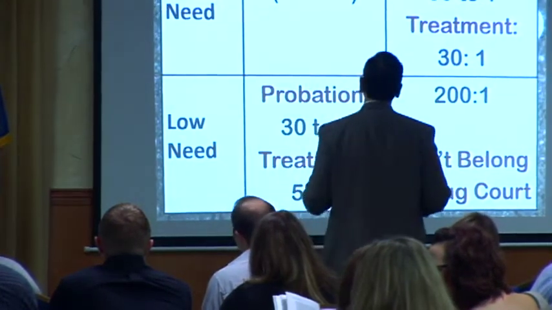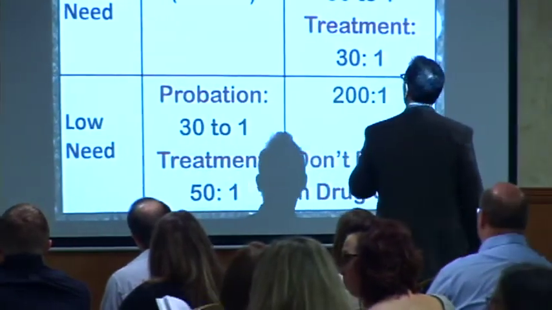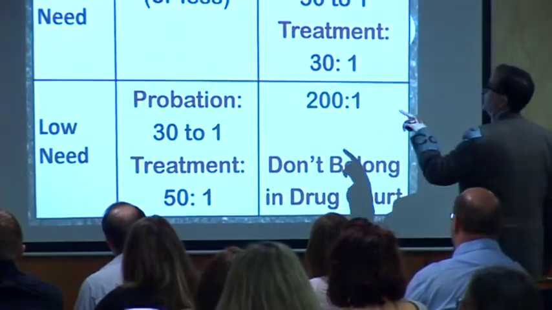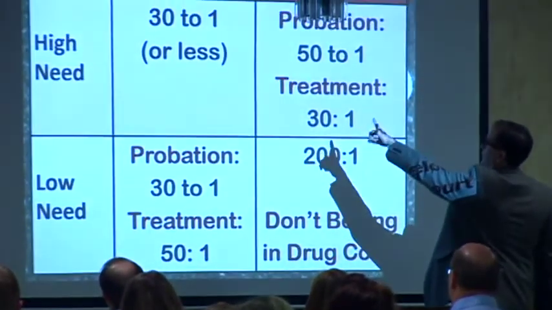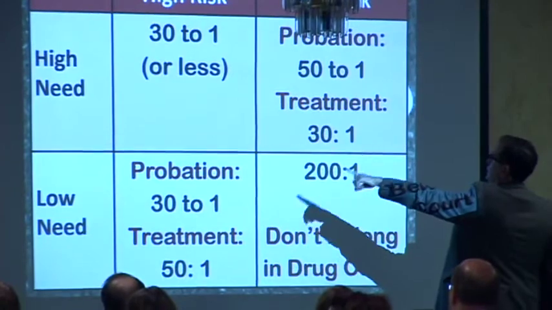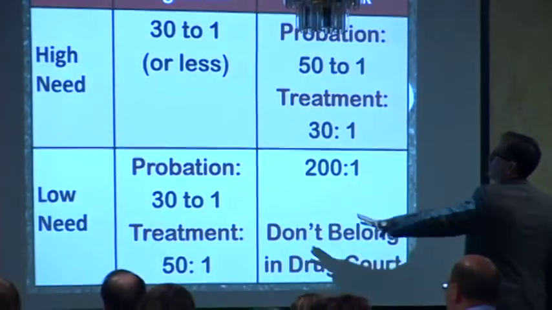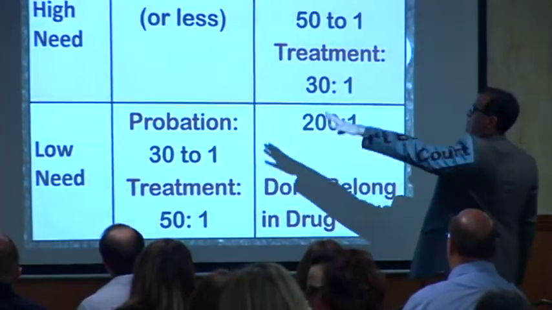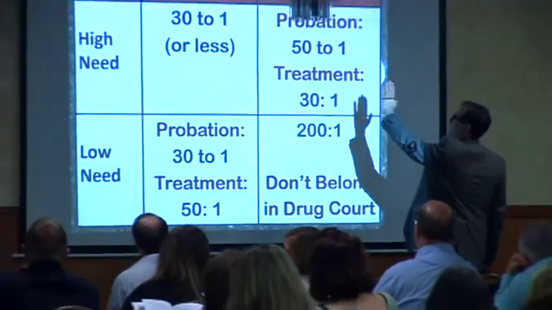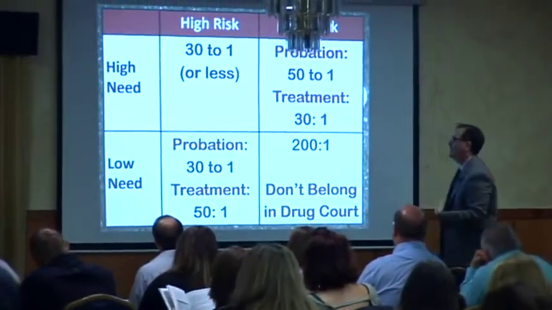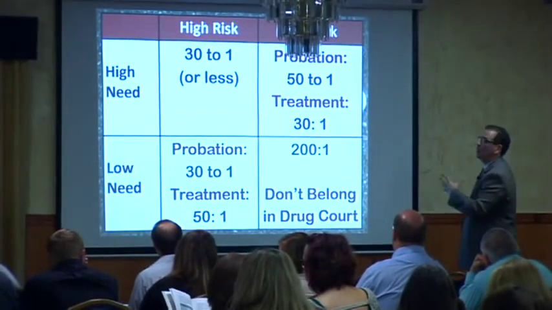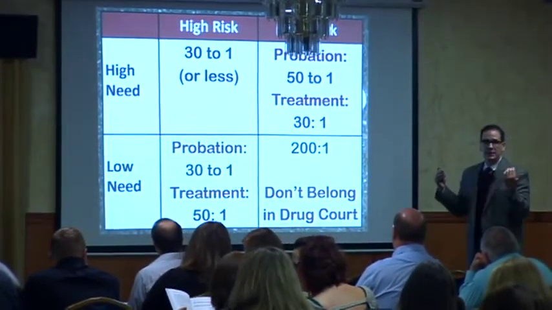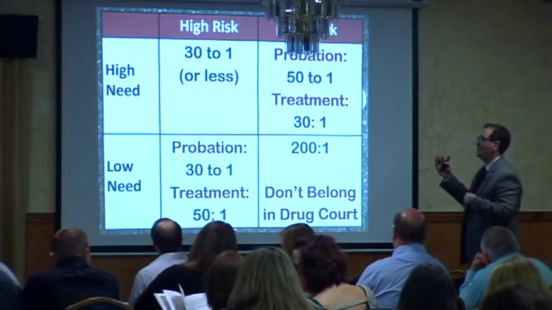So here, this just gives an example of what your caseload should be. You have high risk, high need, 30 to 1 or less, and then it goes into the other quadrants here. I don't know, have y'all seen this before? Anyway, the other quadrants here: if you have high need but low risk, that would be, I don't score high on a risk assessment, right? But I have a high need.